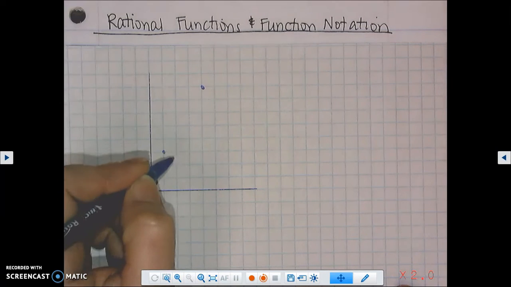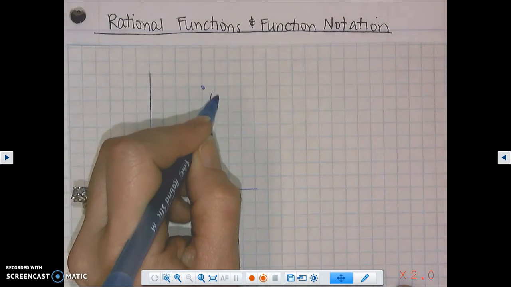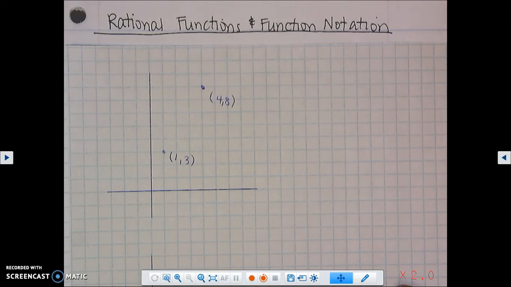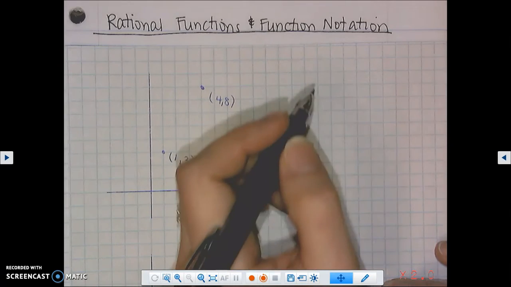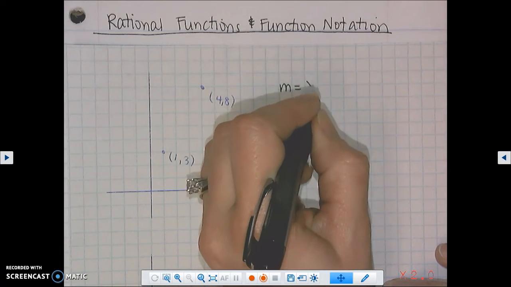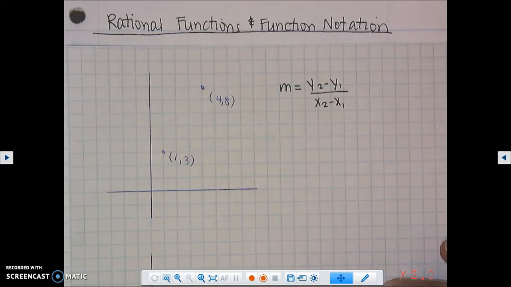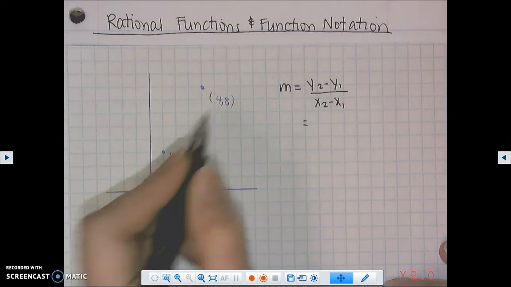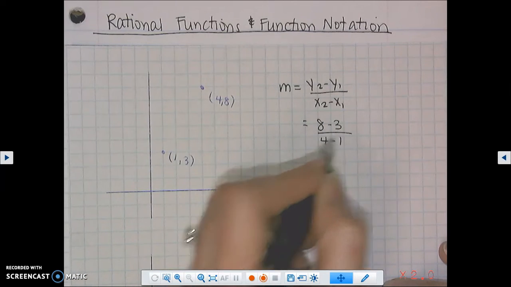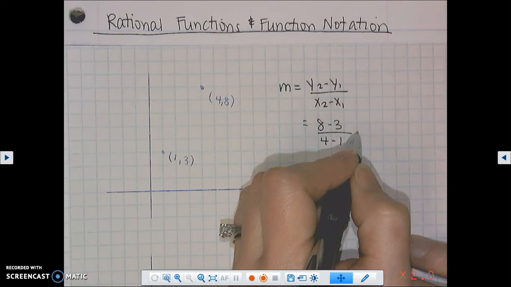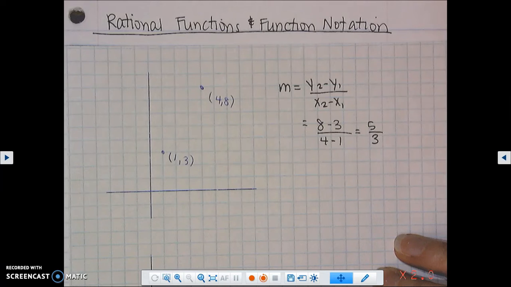If we have these 2 points given to us, we have the coordinates (1, 3), and then these coordinates here are (4, 8). We want to find the slope between those 2 points. We could count rise over run, but we can also use our slope formula from the past. Our slope formula is y2 minus y1 over x2 minus x1. So if we're finding the slope between these, we would have 8 minus 3 over 4 minus 1. When we simplify that, we get 5 over 3. That can't simplify at all, but that would be our slope.